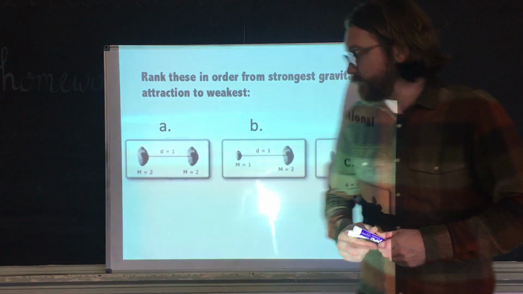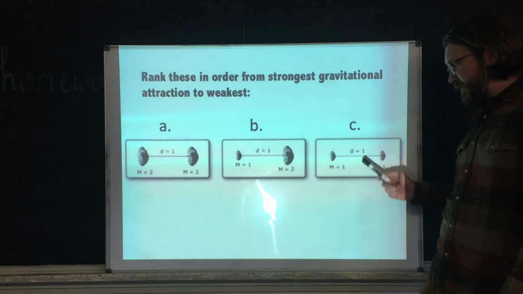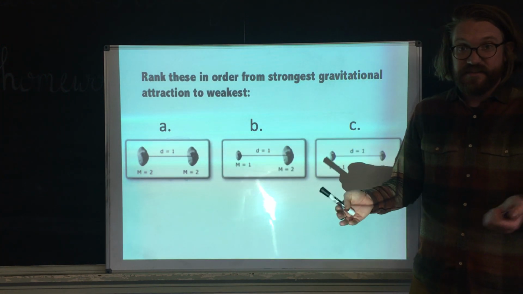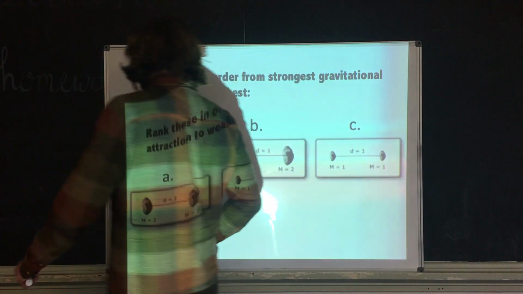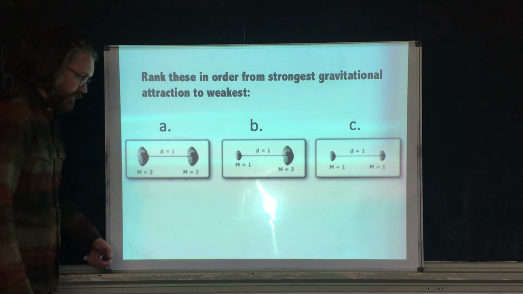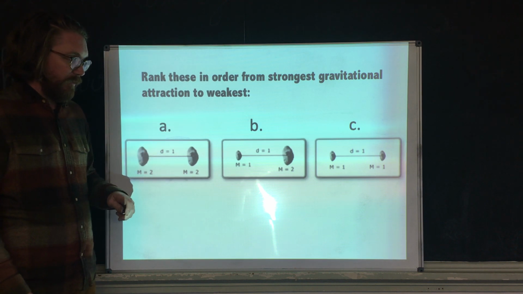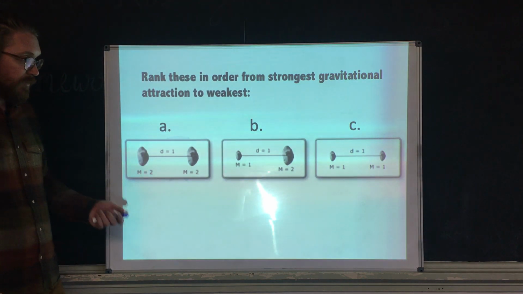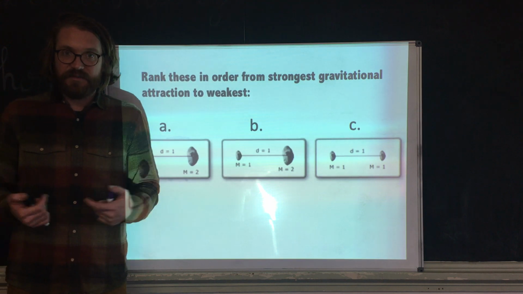How do we know it's A? Well, look, the distance between all of the objects is the same. The distance is 1, okay? So if the distance is the same, all we care about is the mass. And look here, A has the 2 biggest masses. The biggest mass means A has the greatest force of gravity. Which one has the smallest force of gravity? That would be C, because C has the smallest masses.